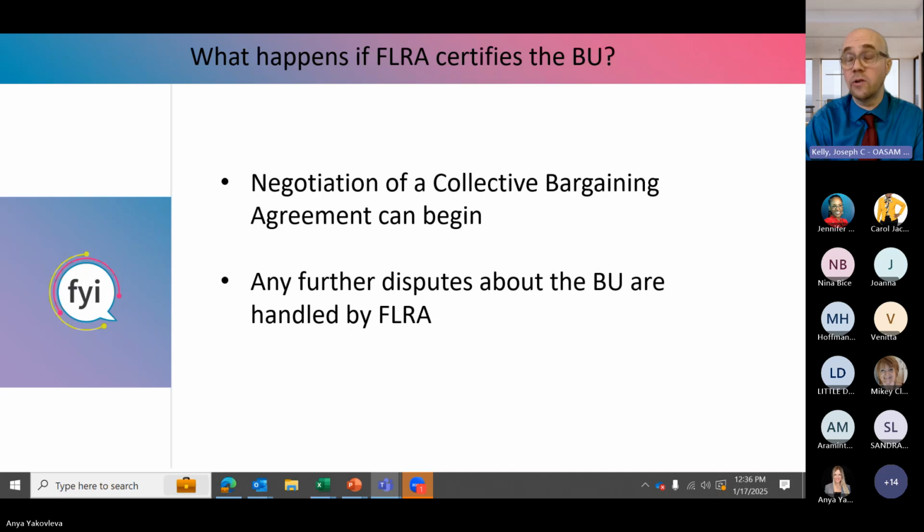So if the FLRA certifies the bargaining unit, then the collective bargaining can begin. That is the first step toward negotiation of a collective bargaining agreement, once the FLRA makes that bargaining unit determination. And any further disputes that arise about the bargaining unit, whether it's appropriate or not, the FLRA will handle those as well. Next slide, please.